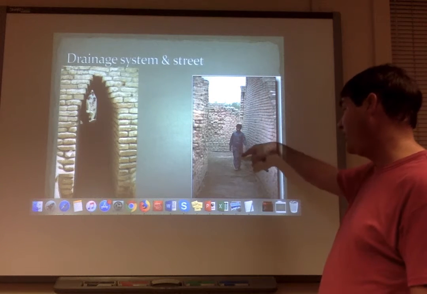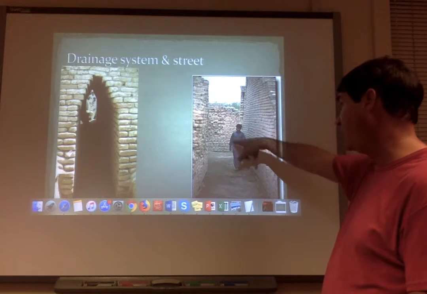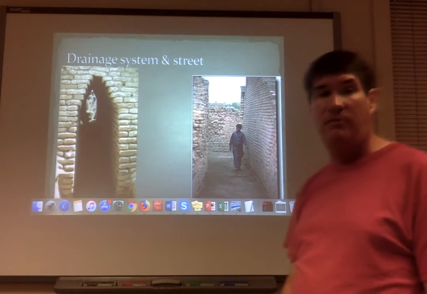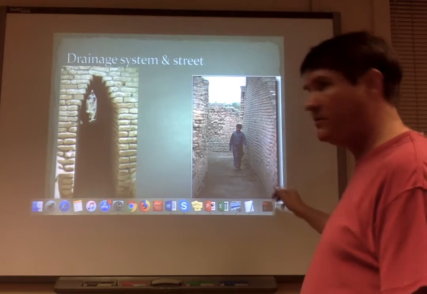And you can see the guy here walking down a street. And look how high the walls are. And so this would be what a scene you would have in Mohenjo-daro would be like, right? So pretty advanced civilization.